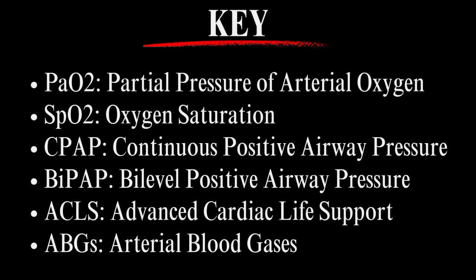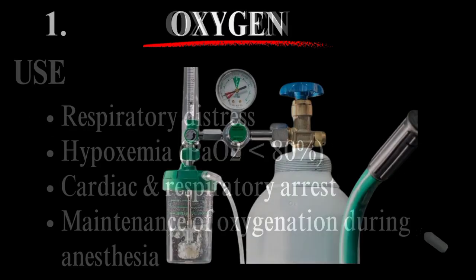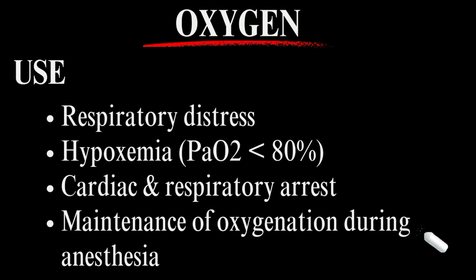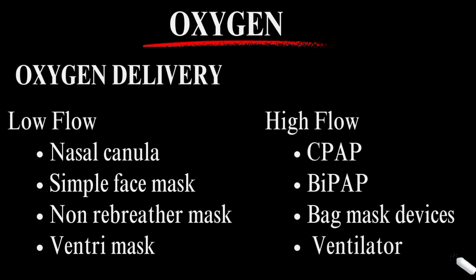The first on my list is oxygen. So oxygen is used in respiratory distress, hypoxemia, cardiac and respiratory arrest, and for the maintenance of oxygenation during anesthesia and other procedures such as suctioning. It can be delivered with a low flow or high flow system. So for the low flow, we have nasal cannula, simple face masks, non-rebreather masks, and venturi masks.